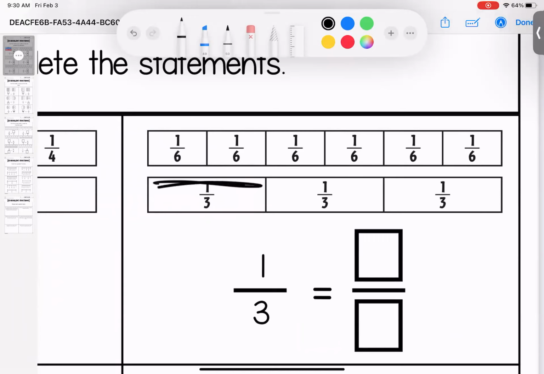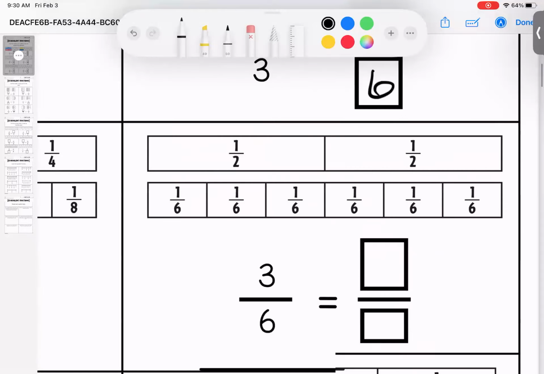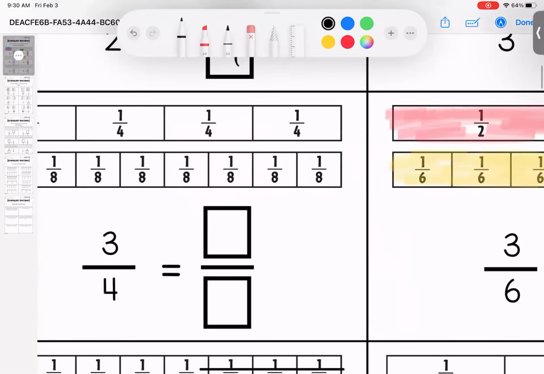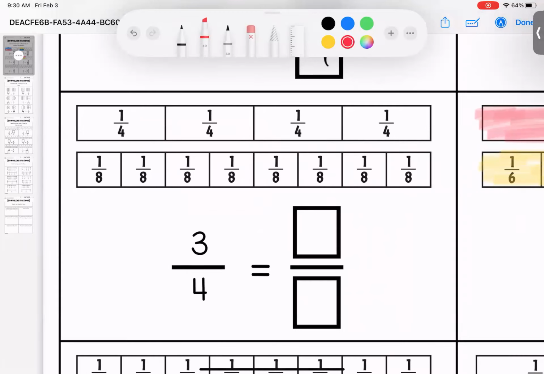Over here, I see 1/3, what is that equal to in sixths? So I have 1/3. That's the same amount of space as 2/6. Coming down here, I want to compare 3/6. So 1, 2, 3 of those pieces and see how much it is as a half. 3/6 is the same as 1/2. 3/4 I'm going to fill in. So I have 1, 2, 3, and it is equal to 2, 4, 6, 8.